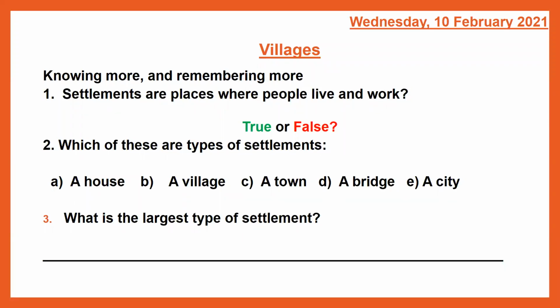Question 2. Now, there will be more than one answer for this question, so you just need to say which letters are the correct answers. So which of these are types of settlements? A, a house, B, a village, C, a town, D, a bridge, E, a city.